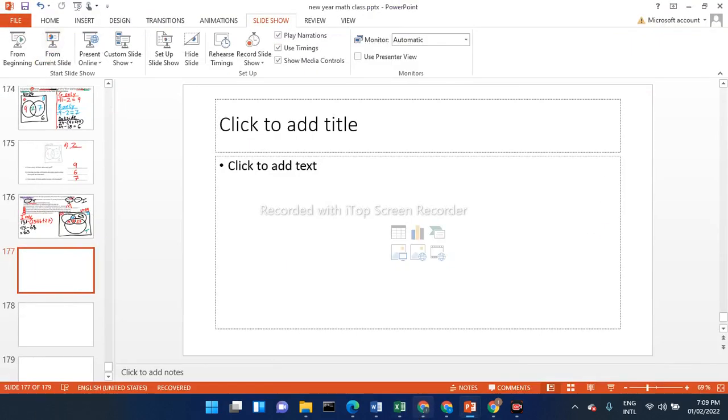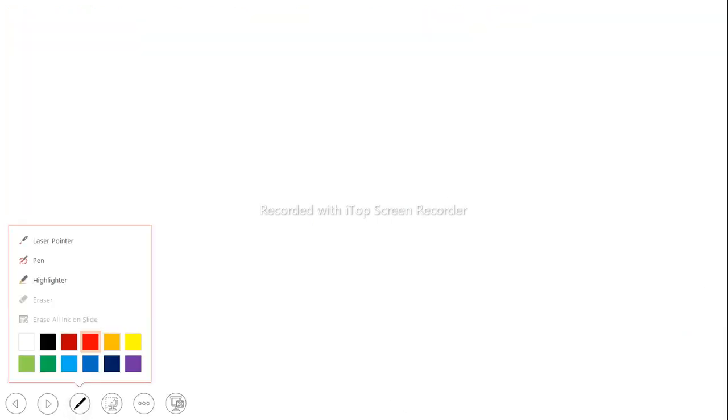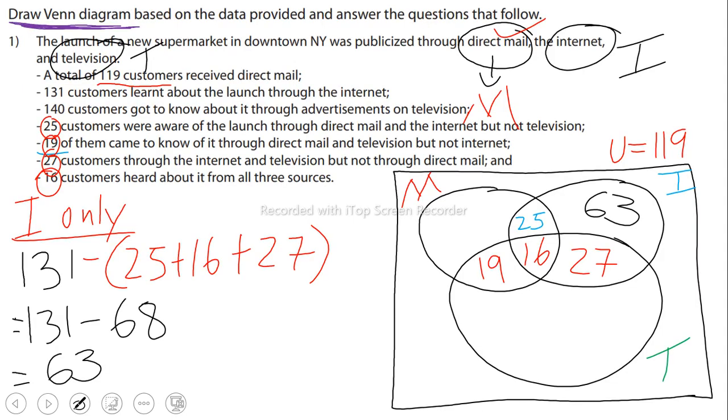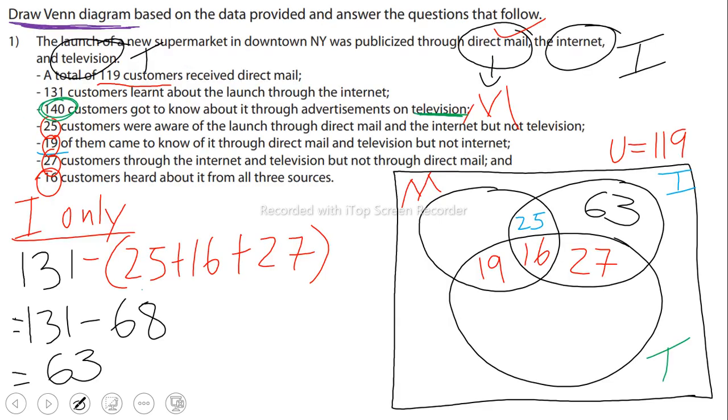Okay. So we want T only. And T only is gonna be, so T only, 78, that's a television. So we're gonna take in all of those people who are supposed to be for television, which is 78. 140. So it's gonna be 140 minus open bracket 19, 16, and 27. We need to subtract these, right?